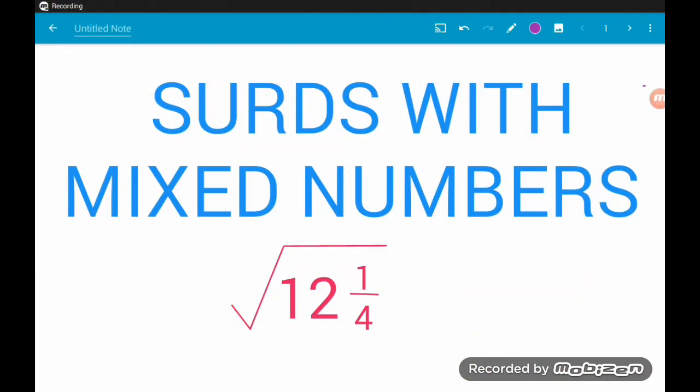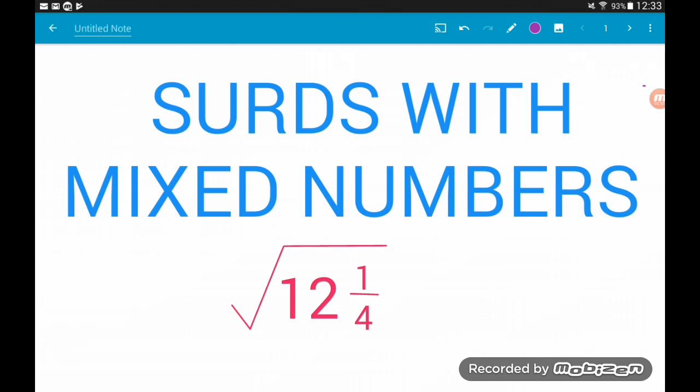Hey guys, in this video we have even more surd fun. In particular, we are looking at surds that contain a mixed number. So something like this chap down here, where we have the square root of 12 and a quarter. Now the secret to these bad boys is that we don't want a mixed number underneath the surd sign. So our first step is always to turn them into an improper fraction.